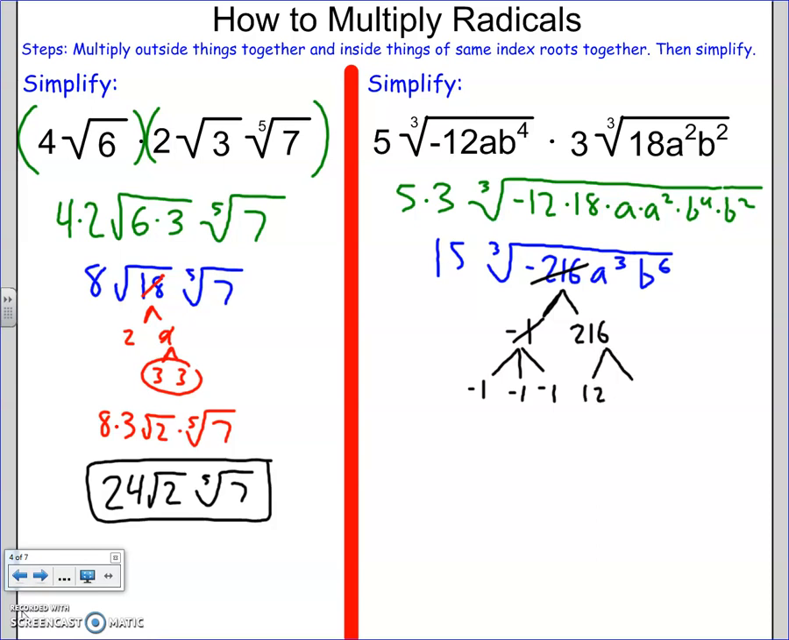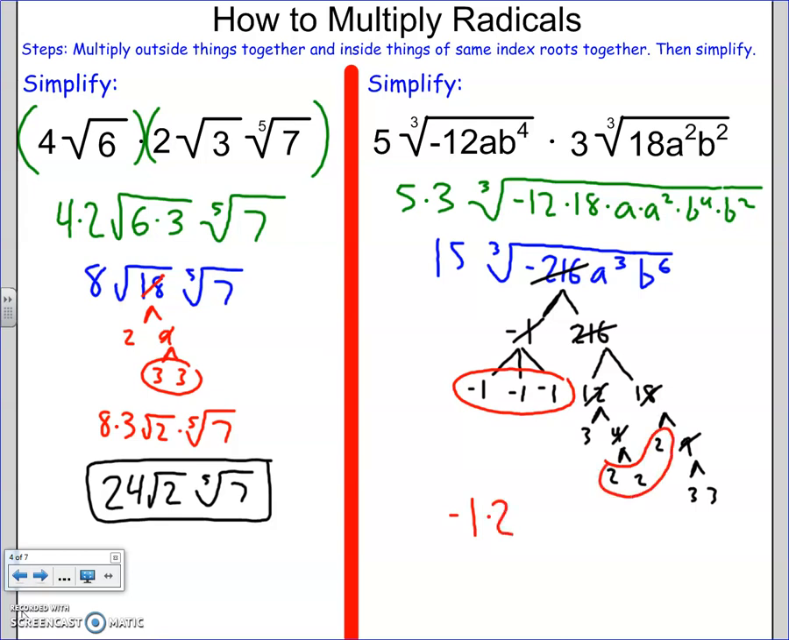216, I can say that is what we use. We use 12 and 18. So usually I don't multiply that. 12 is 3, 4. 4 is 2, 2. 18 is 2, 9. 9 is 3, 3. So I circle my triples. Here's triple 1. So negative 1 goes out. Here's triple 2. So 2 goes out. Over here's a triple 3. So 3 goes out. There's no numbers left inside.